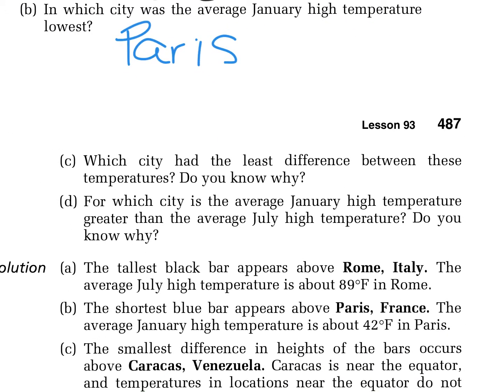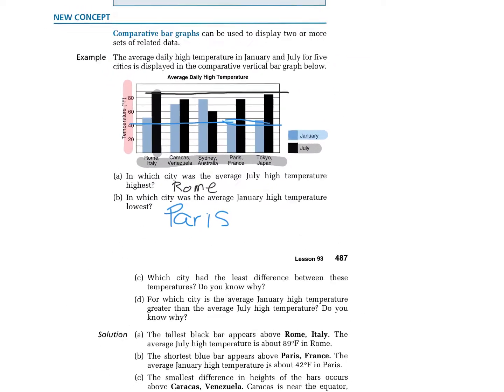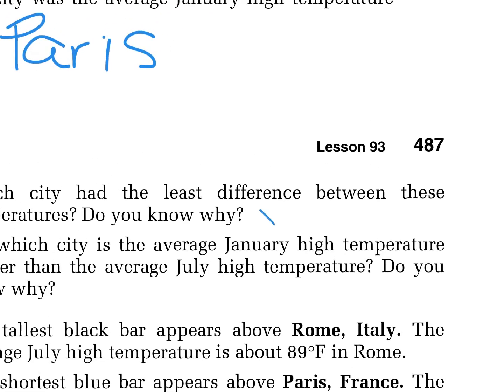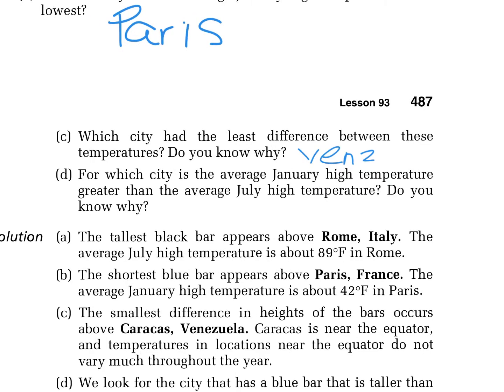C says, which city had the least difference between the temperatures? So the least difference is we're looking at this gap right here between the highest and the lowest. So we're looking for which one has the smallest gap. It looks like right now Venezuela has the smallest gap because this one's a little bit bigger, that one's big, and that one's big. So I would say Venezuela right here, and I'm just going to put Venezuela, okay?